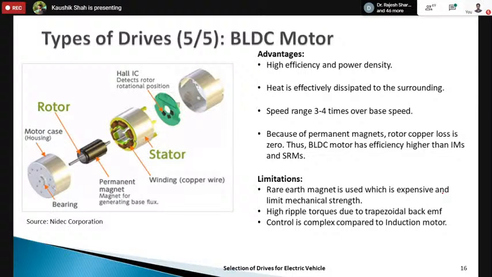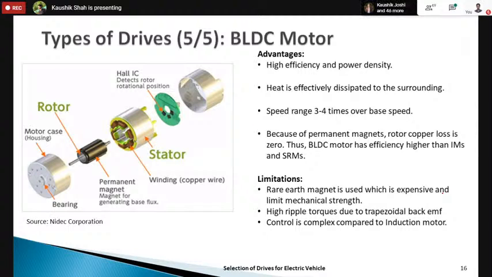The fifth one is the BLDC motor, which is very famous. I think you are almost aware of this. The rotor has surface magnets, and the rotor rotates, right? And this gives pretty high efficiency and power density, and with pretty good heat dissipation across the surrounding. I mean, it's a surface, it's pretty simple in construction.